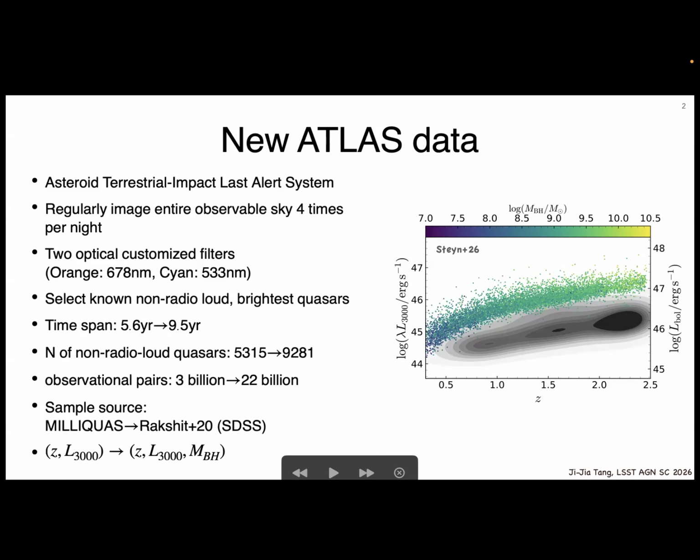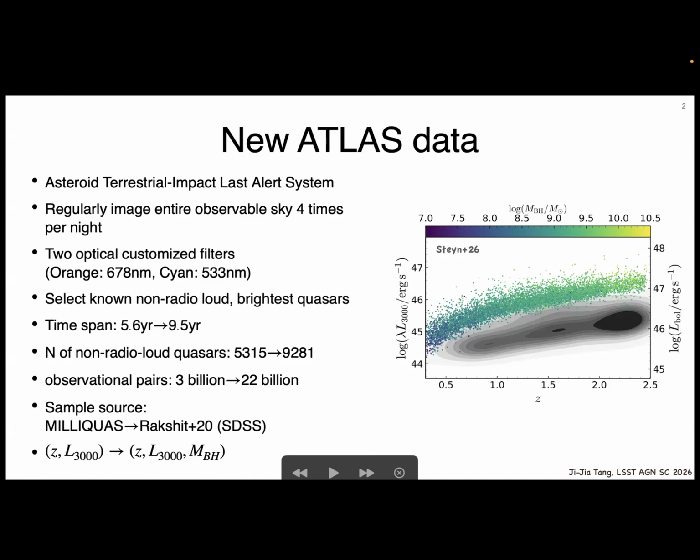For people who are not familiar with the ATLAS data, it's data meant for searching for asteroids in our solar system, mainly based in Hawaii. They can regularly image the entire observable sky up to 4 times a night. There are 2 custom filters called orange and cyan, and the cadence for orange is about 2 to 3 days, cyan is about 7 days. The way we perform our analysis is that we select non-radio-loud brightest quasars, input their coordinates into the ATLAS survey, and retrieve their light curves.